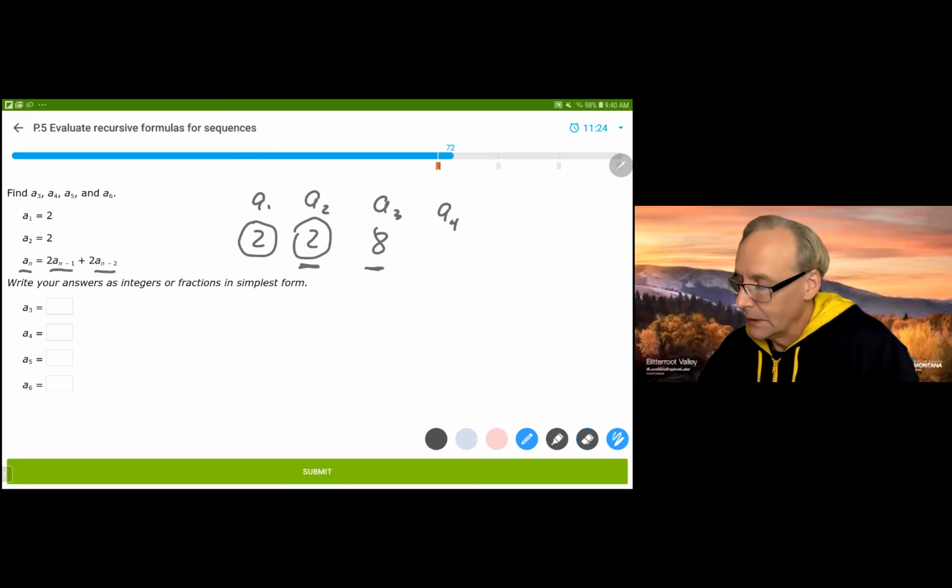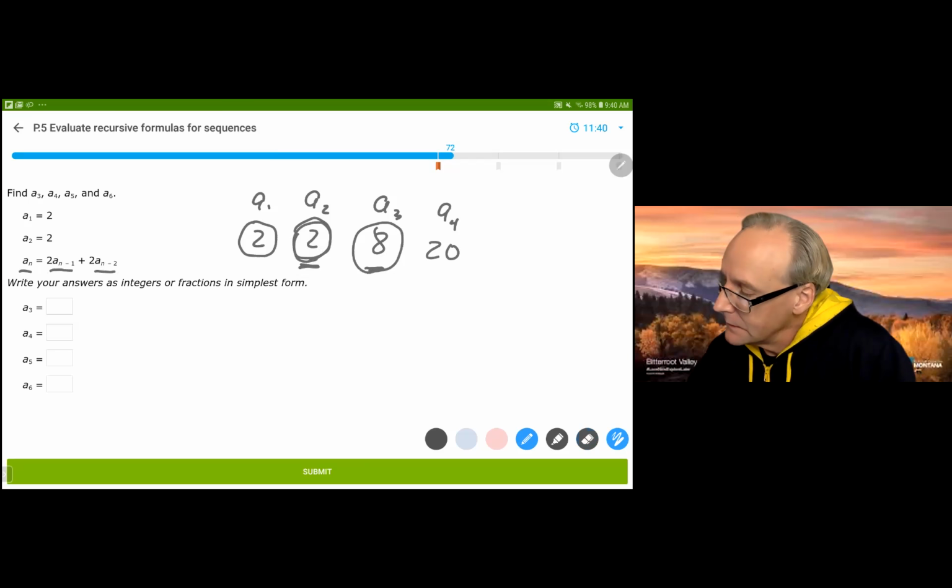That's all it says. So to get to A4, you take the 2, which is 2 before, multiply it by 2, take the 8, multiply it by 2, which is 16, and 4 gives you 20. That's all. Not that hard. Now A5, I'm going to take this one, and multiply them both by 2 and add them together. That's going to be 40 and 16, which is 56.